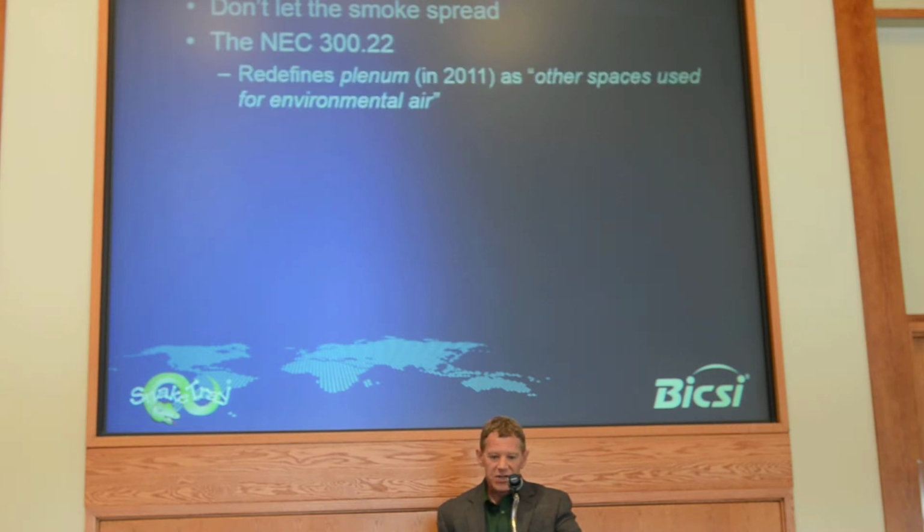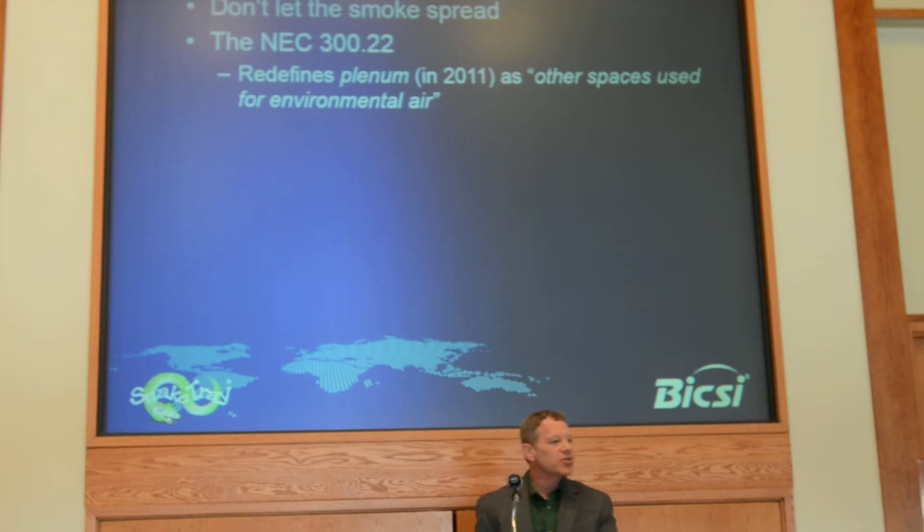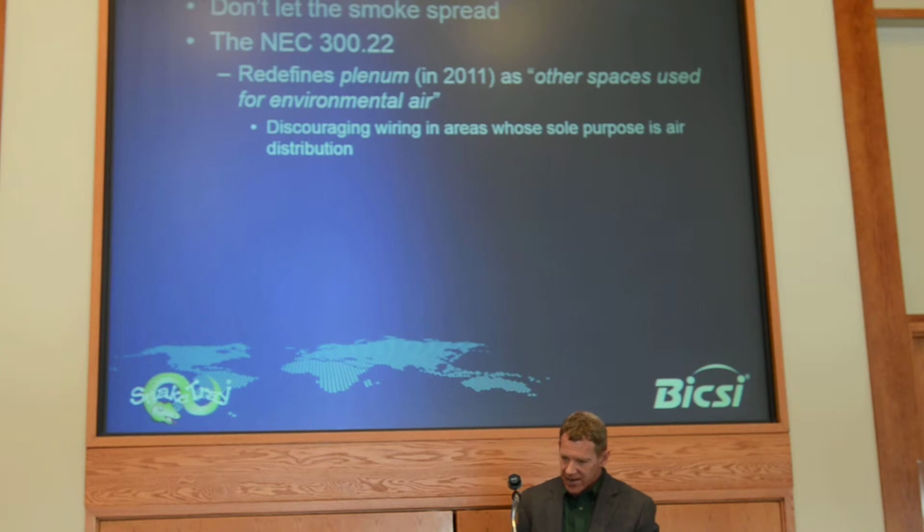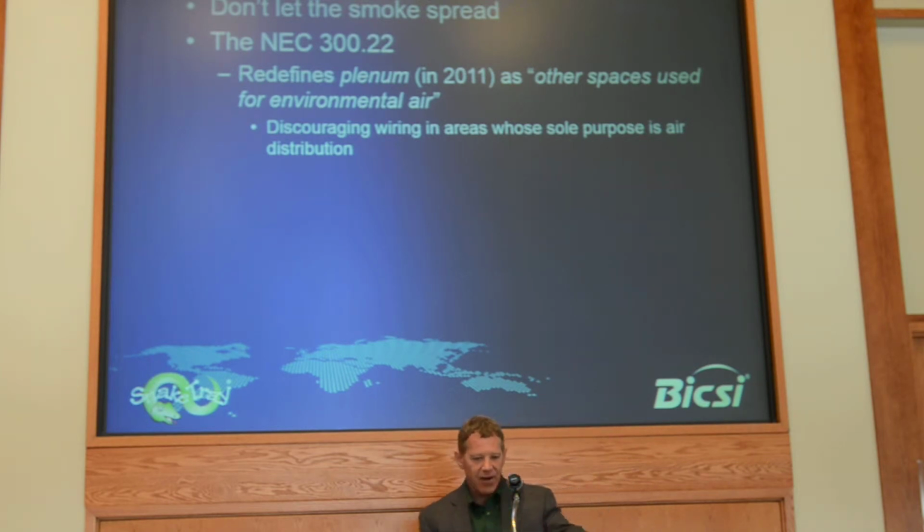Section 300.22 redefines plenum in 2011 as other spaces for environmental air, as opposed to spaces for environmental air. Thinking, well, I'm going to put this wiring in a ventilation duct. That's not really what plenum is about. It's the other spaces that happen to handle environmental air. So I would say it's discouraging, but not addressing, wiring in areas whose sole purpose is air distribution.